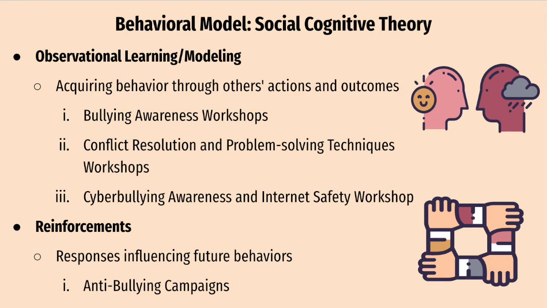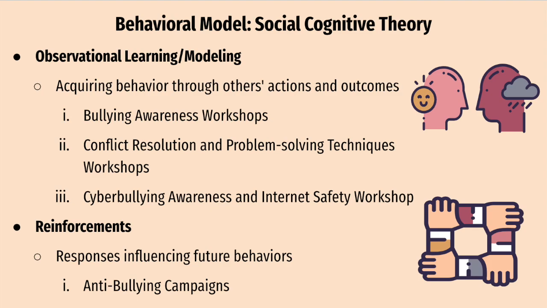The next component is observational learning or modeling. This element of the social cognitive theory involves learning by observing the actions and outcomes of other individuals' behavior. Through modeling, behavior change can be predicted as individuals are more likely to adopt actions they have witnessed being successfully executed by others. This component is also reflected through the school workshops, being the bullying awareness, conflict resolution, and cyberbullying awareness workshops.